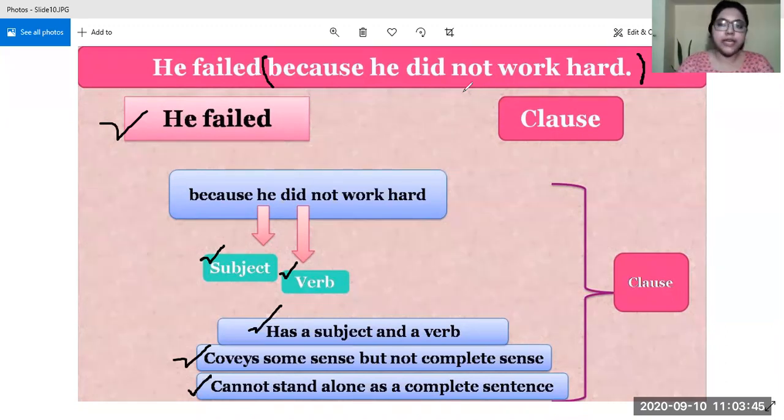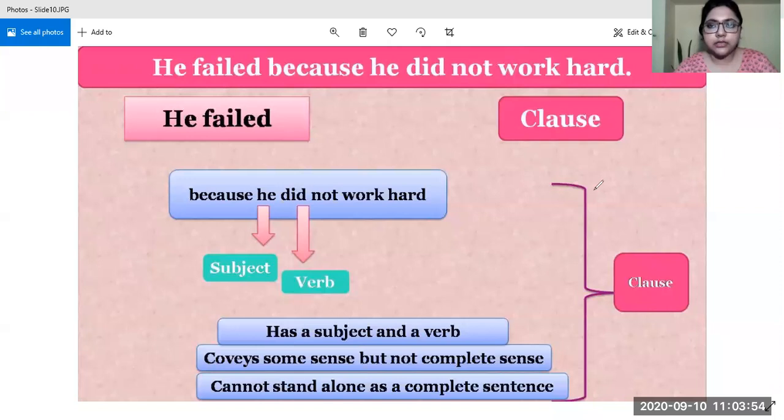So this is again a clause. This is also a clause. We have approved this as a clause as well. So both the parts of the sentence are clauses.